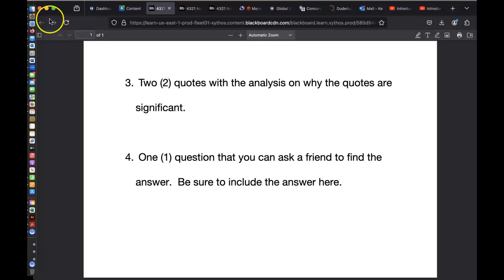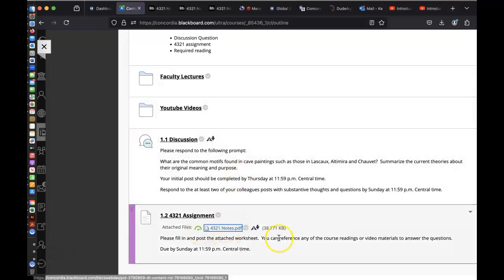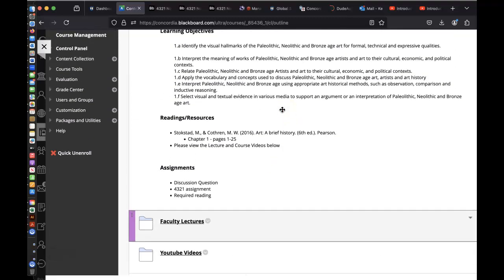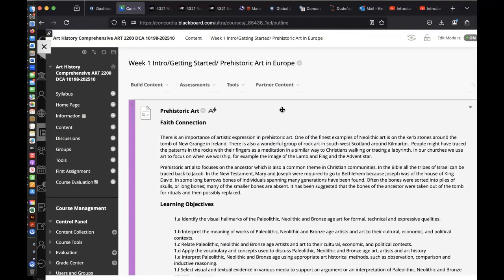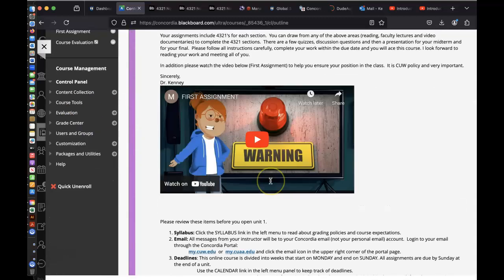So that's the 4, 3, 2, 1s in a nutshell. And that would be the end of what you would have to work on this week. So there's no papers or anything else due this week other than those particular areas. So let's go to another area.